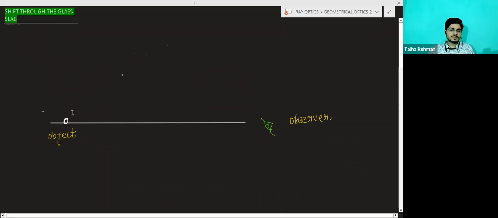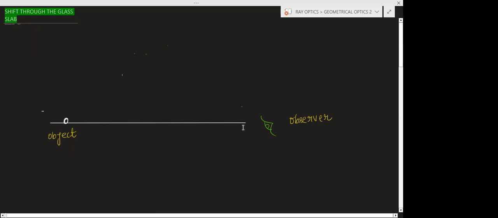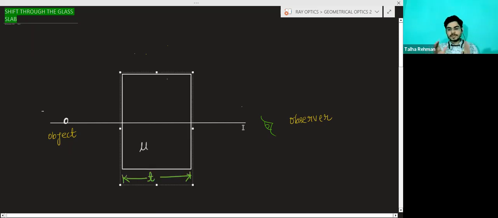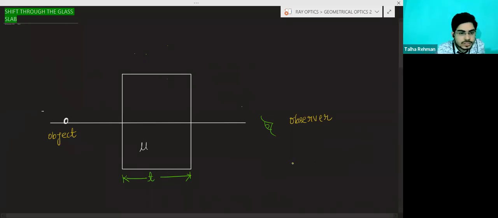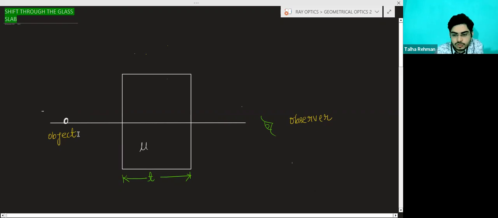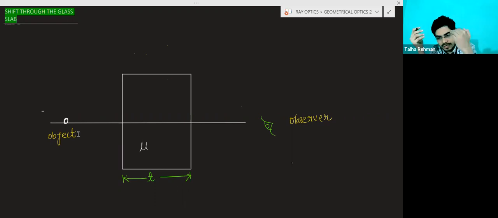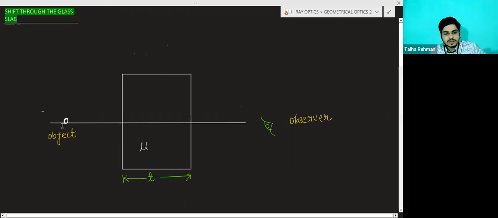So if there is no glass slab, then this object will appear at this distance. Now we have placed one glass slab in between. Now we will see where this object will appear to this person. For that we have to draw the ray diagram. We will see how the refraction takes place, and the amount of refraction will decide where this object will appear to this observer.